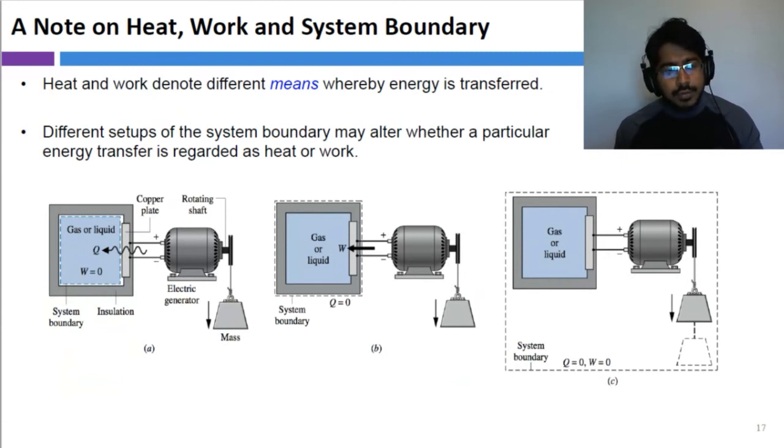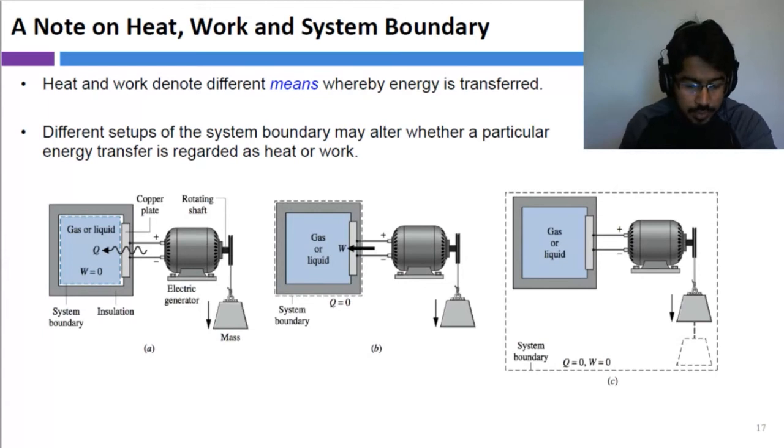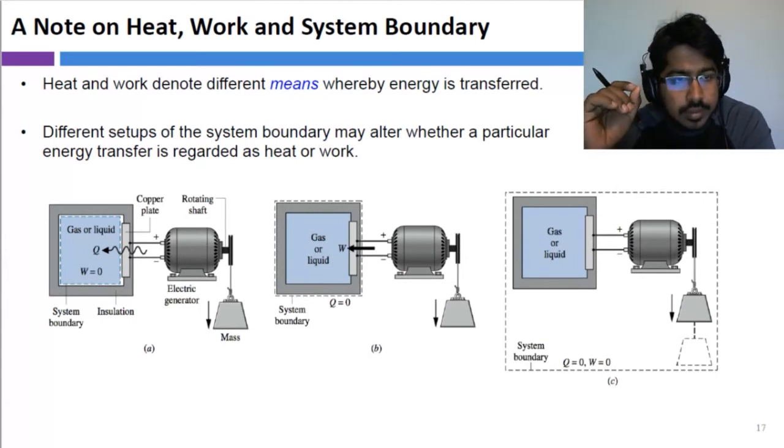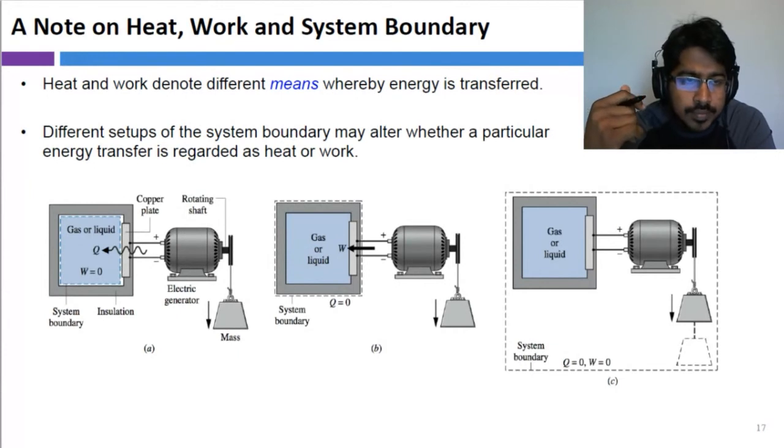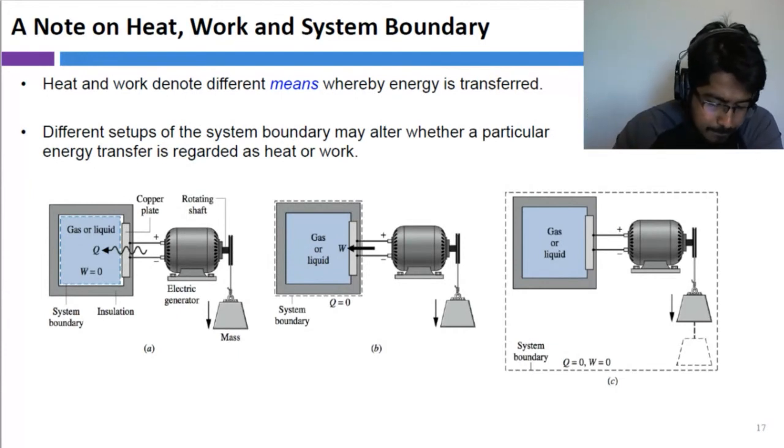Before developing the quantifiable relationships, we have to understand the concept of system boundary and how it affects these quantities that we are talking about, right? So heat and work can depend on the system boundary as well, right? The way we interpret heat and work can depend on the system boundary.